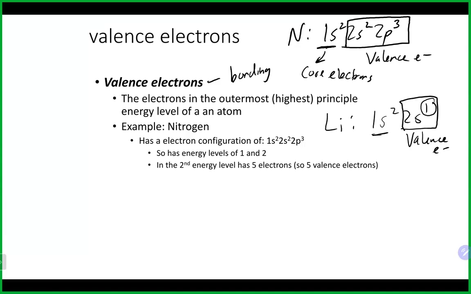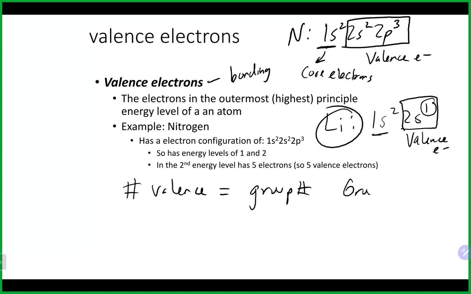But who really wants to write the electron configuration sometimes when you want to know how many valence electrons something has? So the easier way to figure out valence electrons is that the number of valence electrons equals the group number. So if we look at lithium, we find lithium in group number 1 on the periodic table, which means it has one valence electron. Nitrogen is in group number 5 on the periodic table. N right there, number 5. So it has 5 valence electrons.